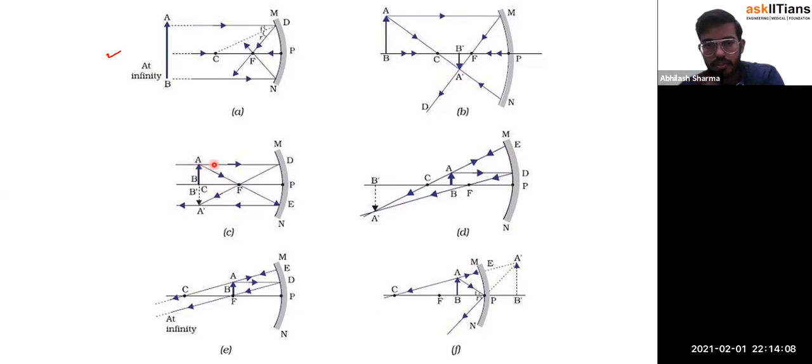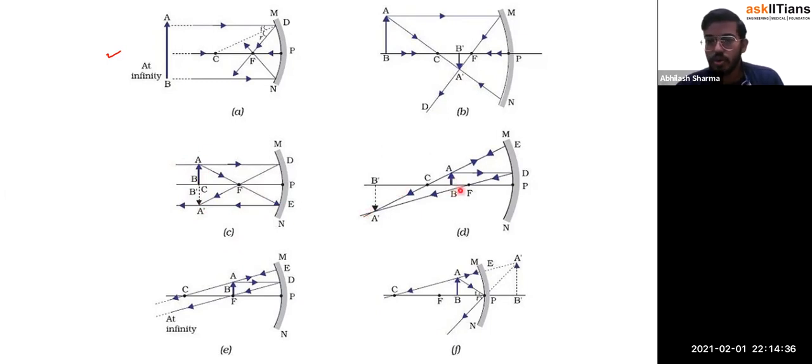Again, the ray is coming like this, parallel, passing through the focus. Again, it's coming like this, passing through the focus. And finally, you see an image formation here. This is a very interesting case because here you have kept the object at the center. And the geometry is such that the image also forms at the center. And that too of equal size. No difference.